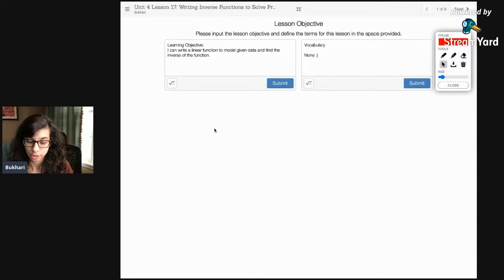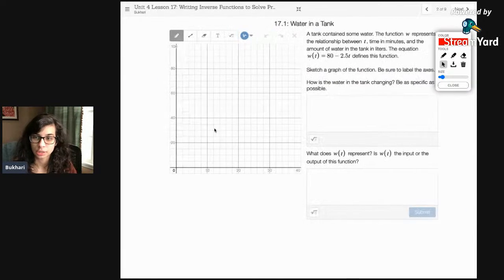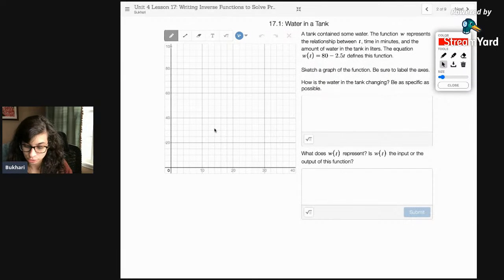So your learning objective today is you can write a linear function to model the given data and find the inverse of the function. And so we'll go a little bit more into what that actually means.